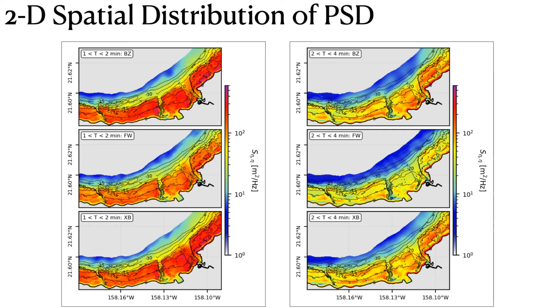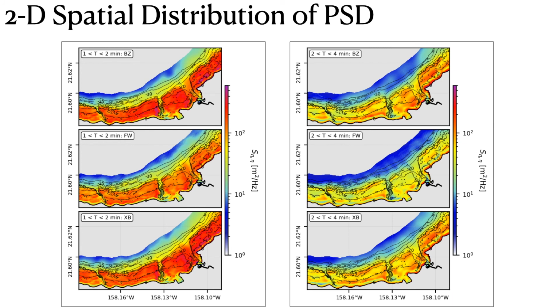We now use the model outputs to generate 2-dimensional spectral maps for the nearshore portion of our computational domain. In this slide, we focus on examples for the 1 to 2 and 2 to 4 minute bands. The upper panels correspond to the BOSZ model, the middle panels correspond to the FUNWAVE model, and the bottom panels correspond to the XBeach model. A quick visual inspection of these maps shows us that the 2-dimensional wave field is qualitatively consistent among the 3 models. Although in some areas of the domain the models do not agree on the spectral levels, the spatial distribution of power spectral density is consistent among the 3 models.